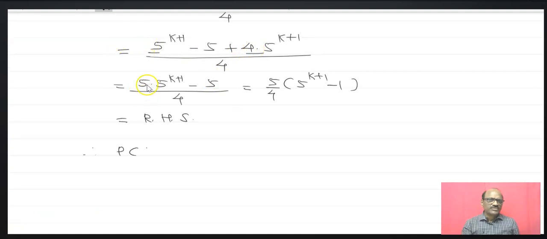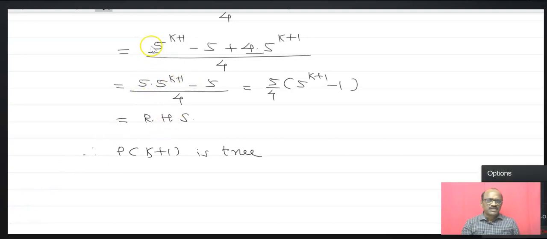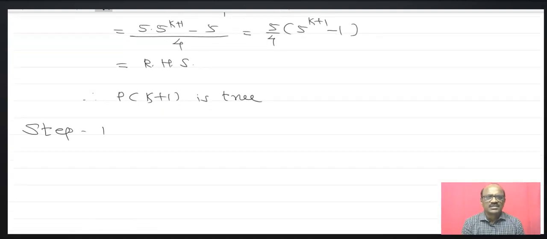It becomes 5 into 5 raised to k plus 1. This is an important step. This is 1 and this is 4. 1 plus 4 means what? 5. That is 5 into 5 raised to k plus 1, and minus 4 is as it is. Therefore, from these two steps, what you will get common is numerator 5 and the denominator 4. That is 5 by 4 times (5 raised to k plus 1 minus 1), and that is equal to RHS. Therefore, P(k plus 1) is true.